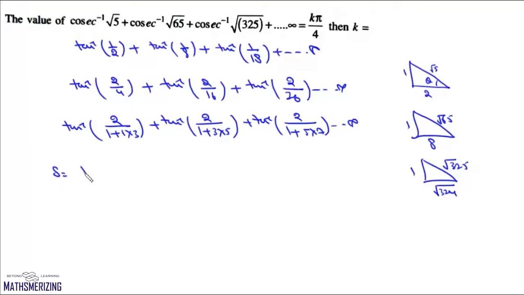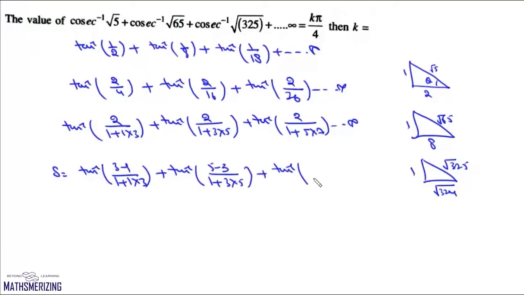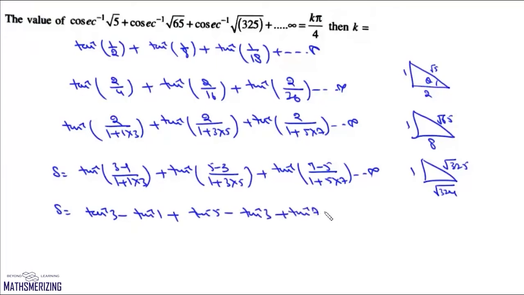So we can write this series as tan inverse 3 minus 1 upon 1 plus 1 into 3, tan inverse 5 minus 3 upon 1 plus 3 into 5, tan inverse 7 minus 5 upon 1 plus 5 into 7, and so on. So we'll write this as tan inverse 3 minus tan inverse 1 plus tan inverse 5 minus tan inverse 3 plus tan inverse 7 minus tan inverse 5. It goes all the way up to infinite.